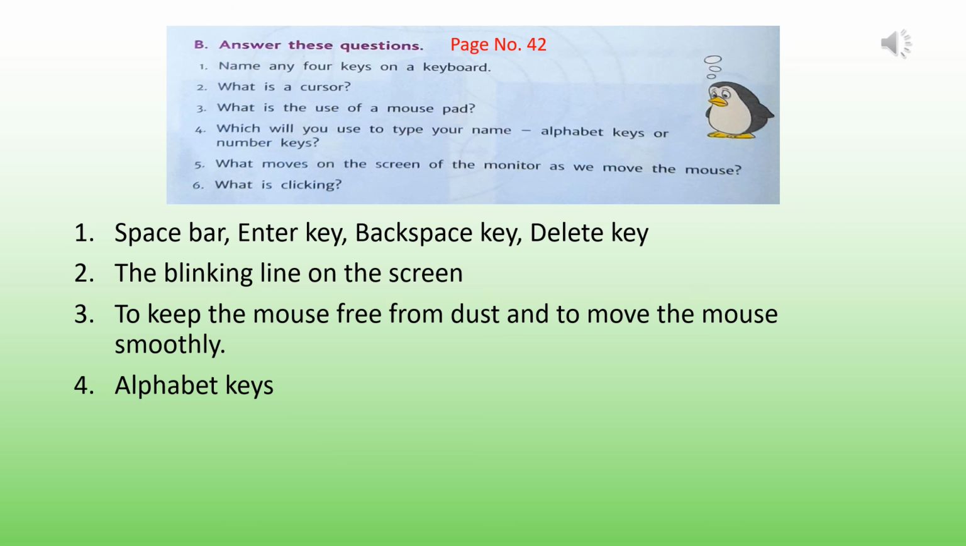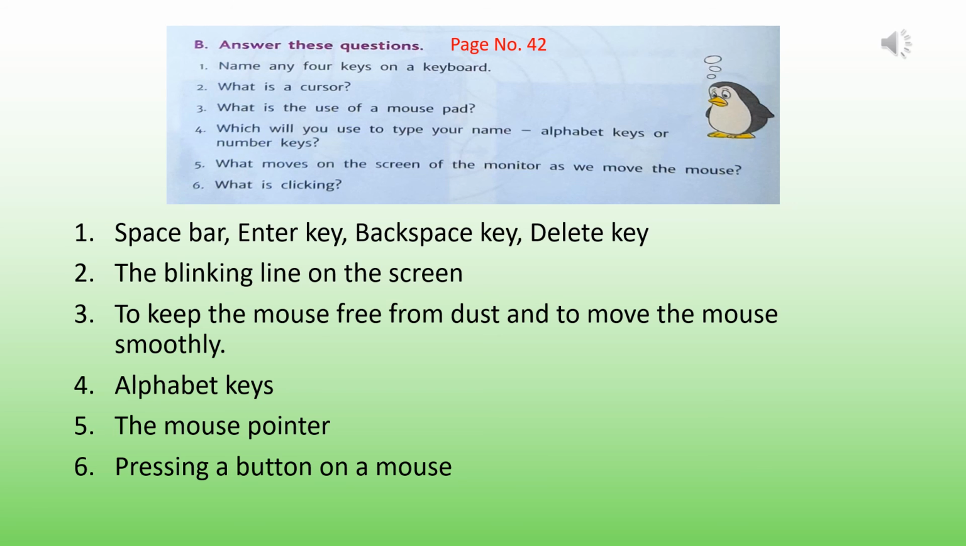The fifth question is, what moves on the screen of the monitor as we move the mouse? It is the mouse pointer that moves on the screen as we move the mouse. The next question is, what is clicking? Pressing a button on the mouse is called clicking.